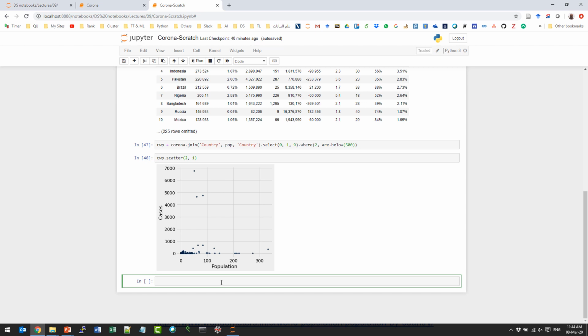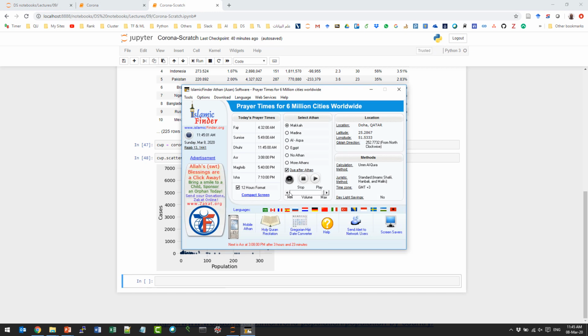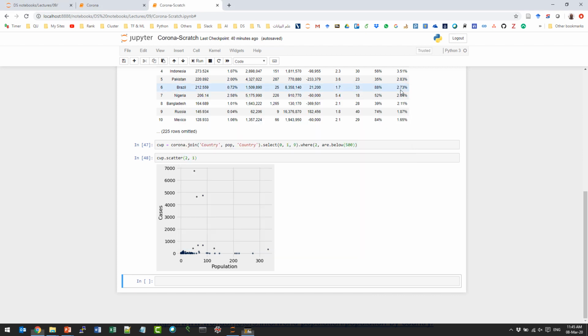So the question was asking if the cases are proportional to the population, right? That means that the distribution of cases over countries is similar to the distribution of the population over countries. So if I compare these two distributions and I find they are similar, then that might give us an indication that the answer is yes.